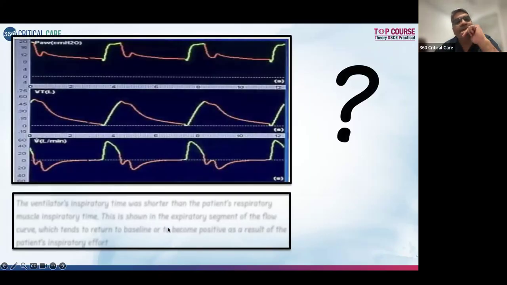What can you see here, anyone, in the pressure waveform and in the flow waveform? What sort of cycling is happening?